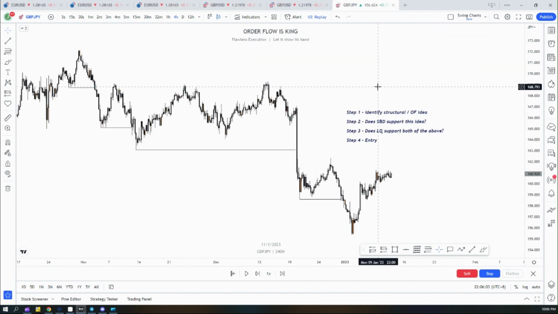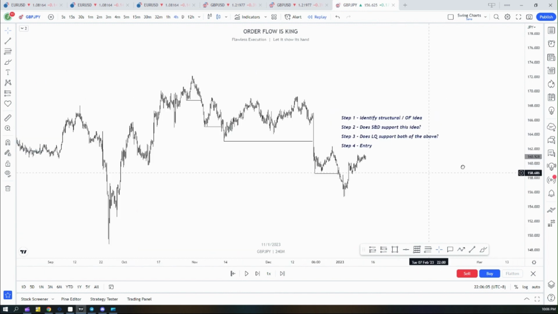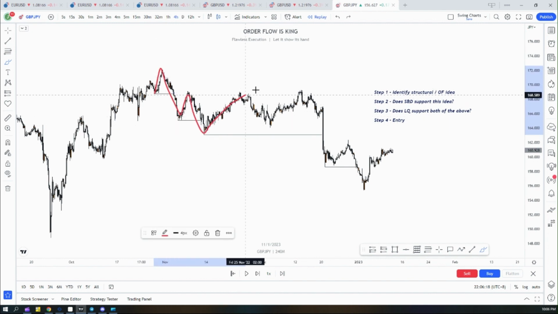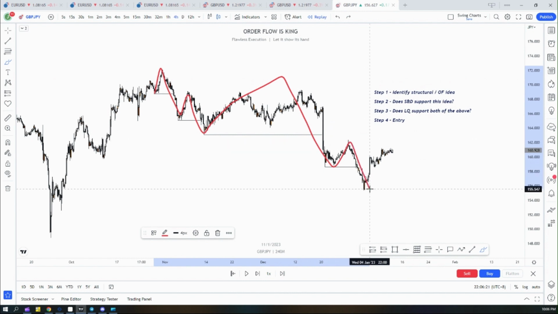Delete this. Okay, so step one, identify our structural or order flow idea. Clearly here we can see we had a shift in order flow. This was also a shift in structure. So obviously we have our trend like this at the moment.